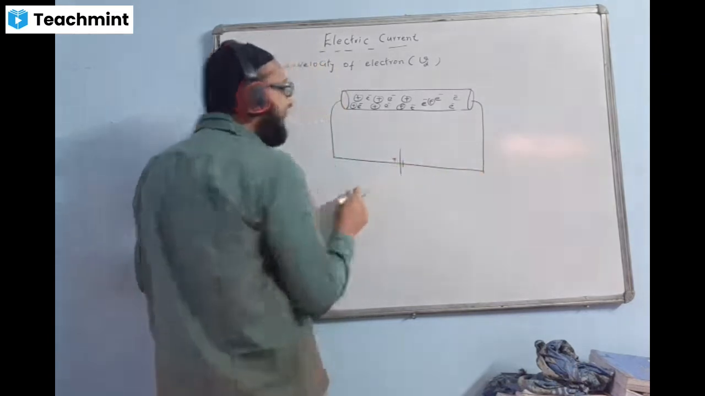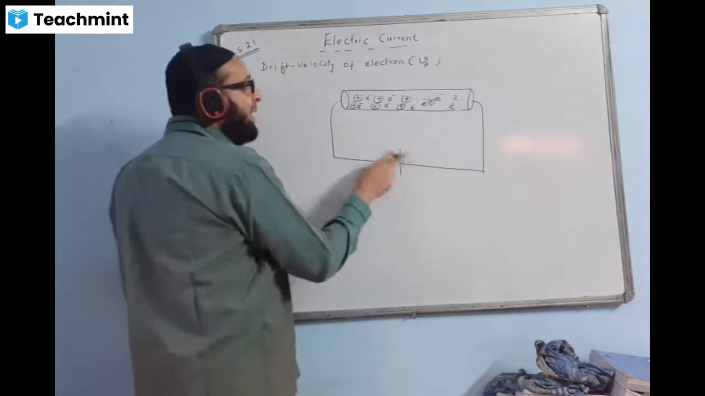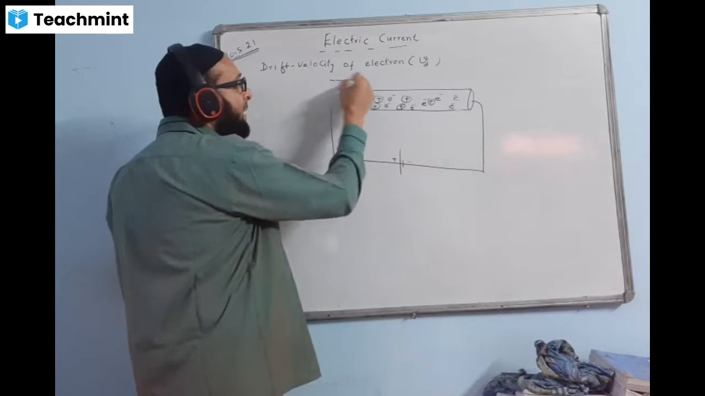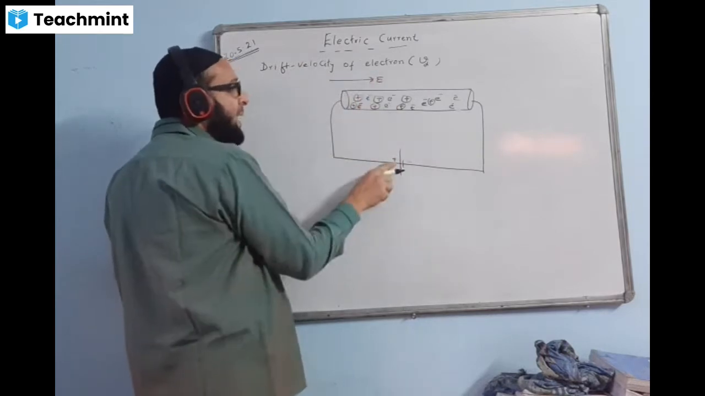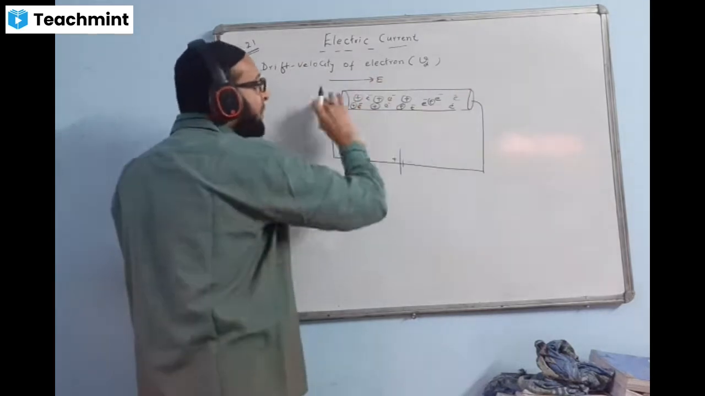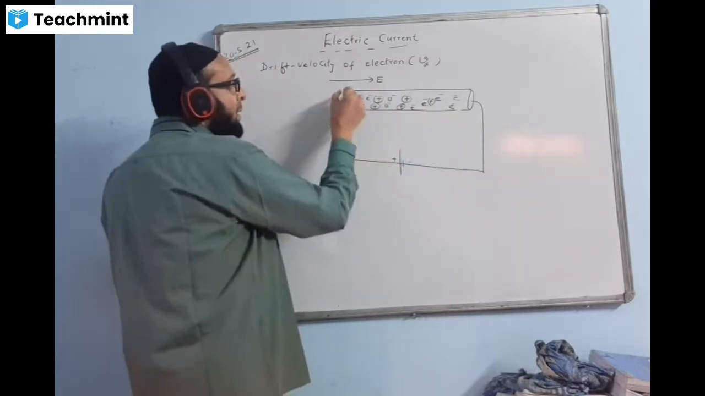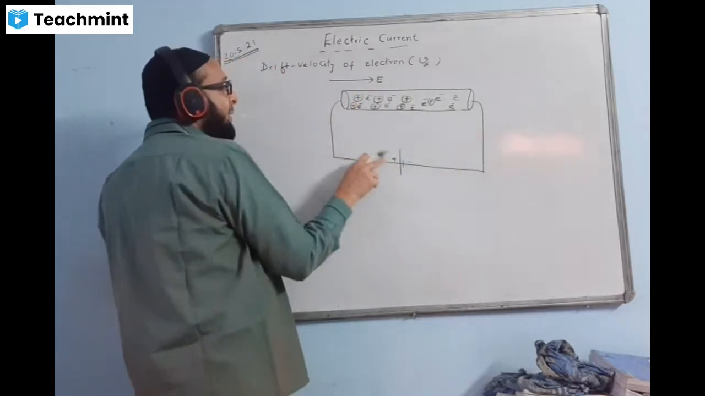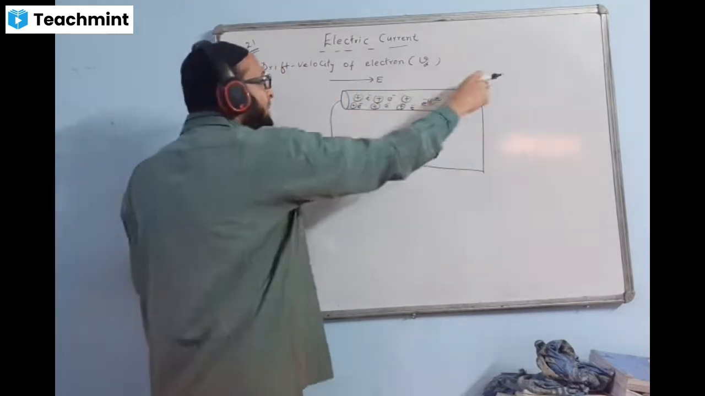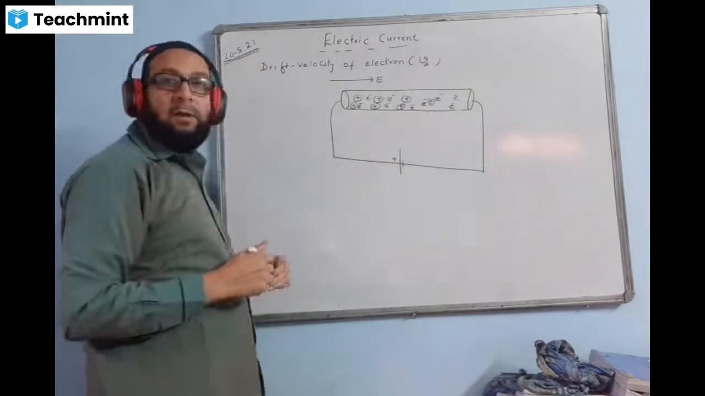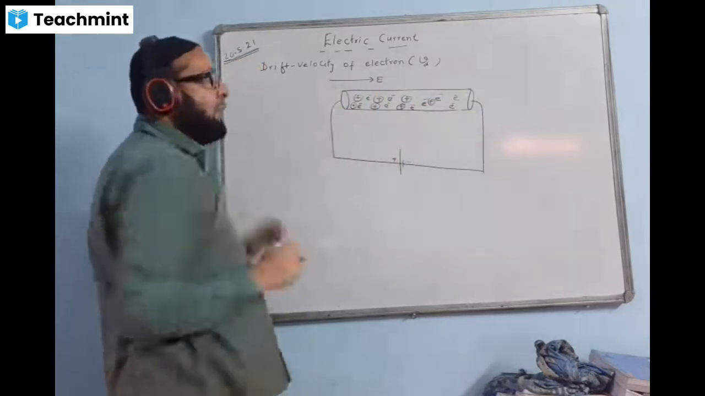This is positive, this is negative. The electric field is applied in this direction like this. The electric field always acts in the direction from positive to negative in the conductor. In the conductor, I have taken the positive terminal on this side and the negative terminal on this side. So this is the direction of the electric field I am showing.